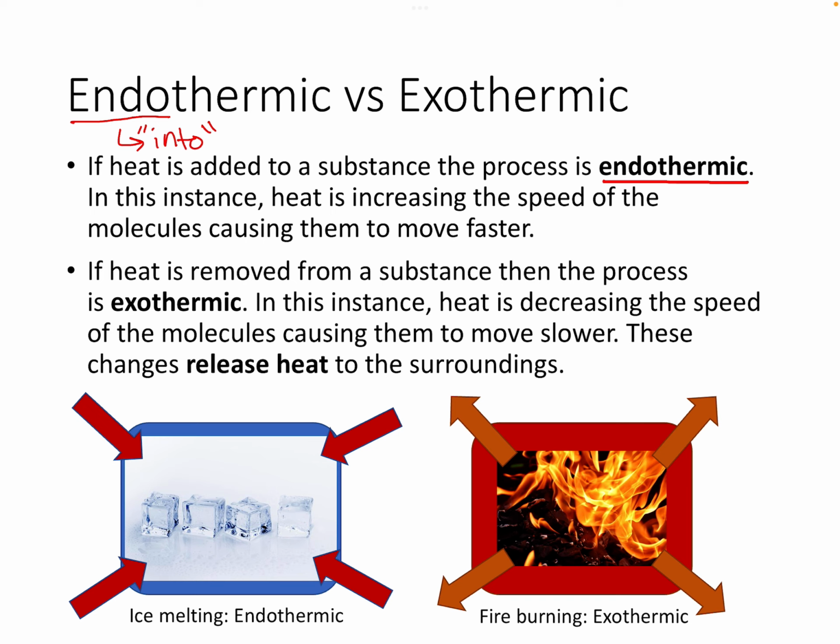Now let's say we remove heat from a substance. That process is referred to as exothermic. So exo essentially means out of. Okay, so in that instance, we're removing heat, so the speed of the molecules is decreasing, and therefore they're going to move slower.